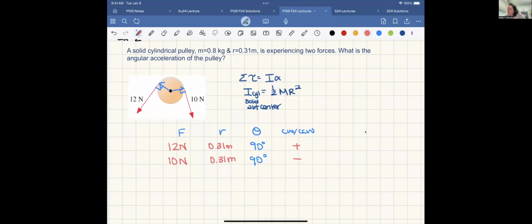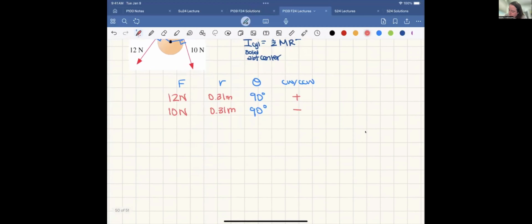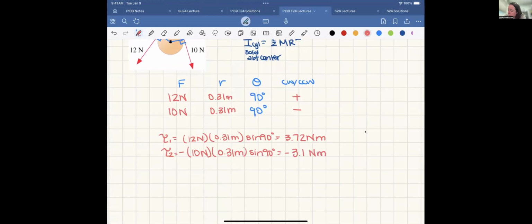Okay, cool. Now we can find the torque of each of these. We'll say this one's 12 newtons times 0.31 meters. I'll include the sine 90, but sine of 90 is just 1, so it goes away. So this gives us 3.72 Newton meters. This one is the positive one. And then torque 2, I'll put the negative sign here, 10 newtons and 0.31 meters. Also sine 90, which is also 1. And then negative 3.1 Newton meters is what we get for the torque of that one.